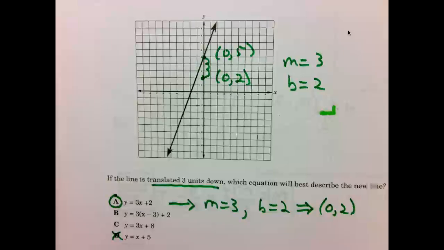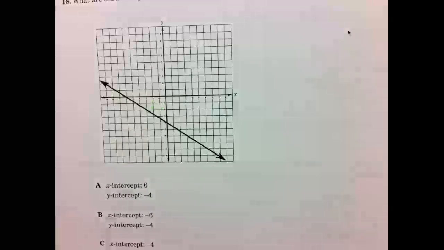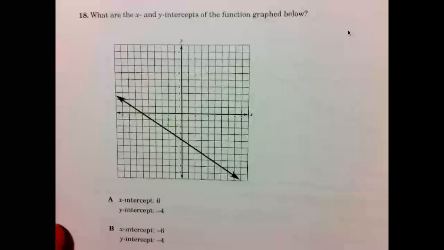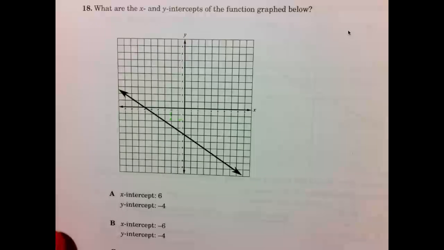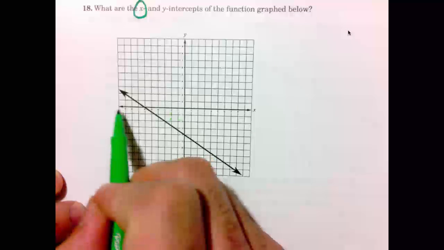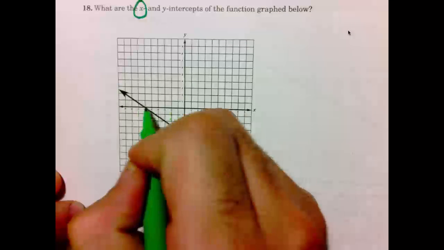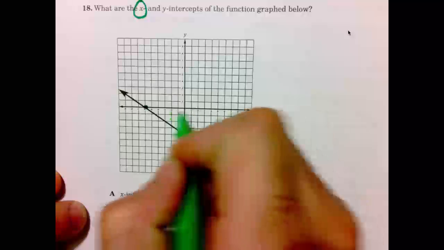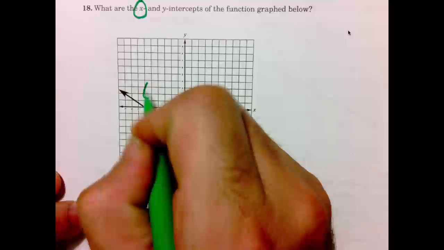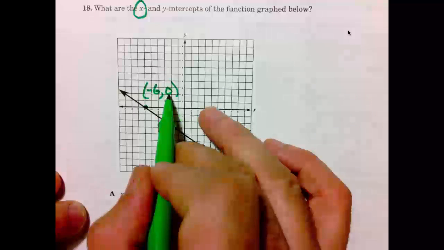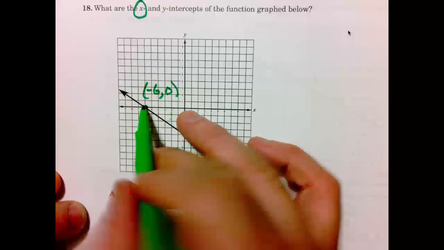All right. Problem 18. What are the x and the y-intercepts of the graph below? Well, the x-intercept is the point where the x-axis and the line intersect, and we can see it's right there. That is -6, 0. Notice that the y value is 0 because we didn't go up or down any.